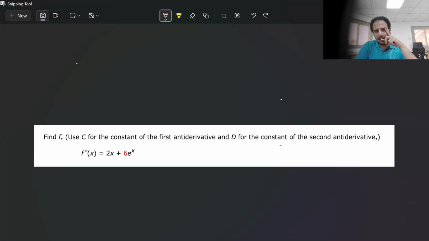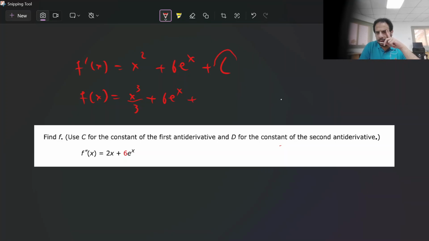So first, let's start. We have f prime of x. The antiderivative of f double prime is f prime, right? You have 2x. What's the antiderivative of 2x? 2x squared over 2, so it's x squared. Then plus 6e to x plus c, because for the first antiderivative it's c. Then f of x equals x cubed over 3 plus 6e to x.